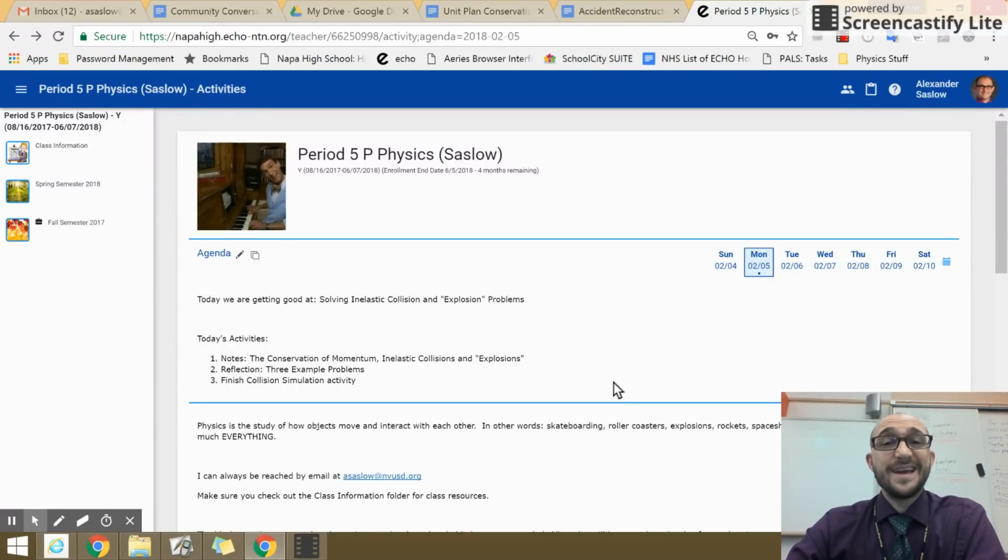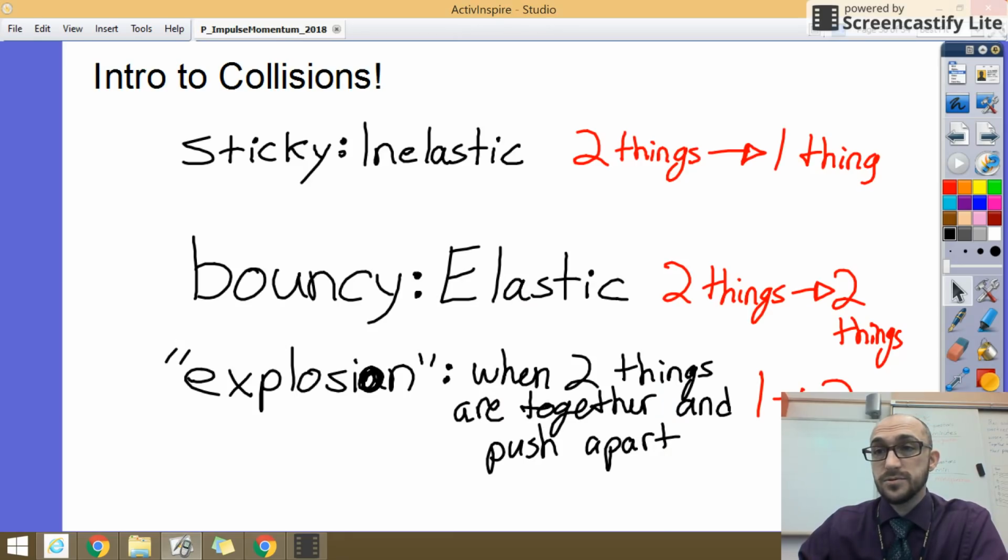If you're looking at our agenda, you can see that we're going to take some notes. I believe we're on page 47, 48, so 48 for the notes. Then I have 3 example problems I want you to work through in your groups. And then you're going to finish off with whatever time is left by finishing up the collision simulation activity that we started last week. So let's go ahead and look at our notes.